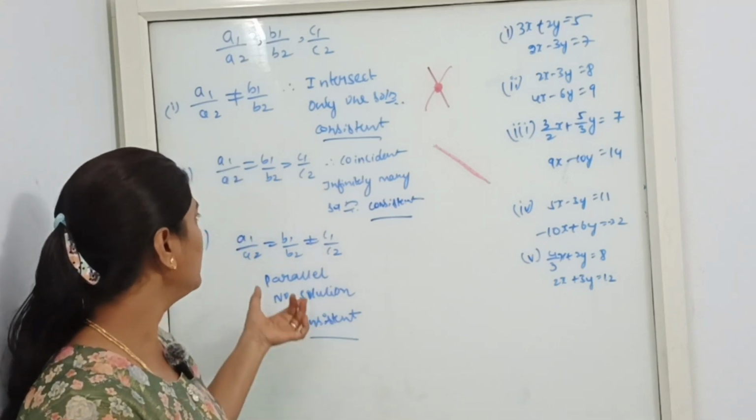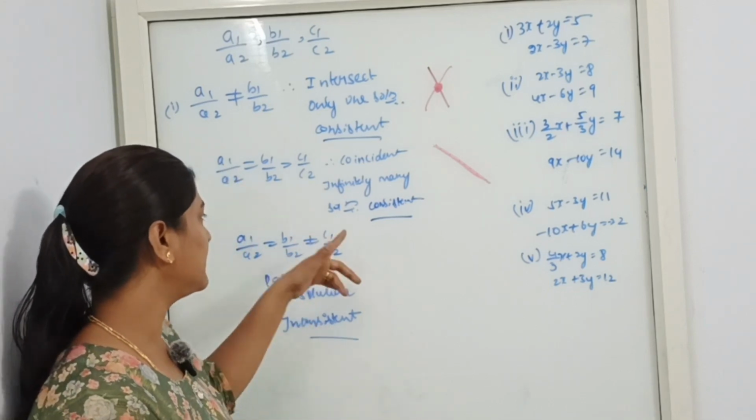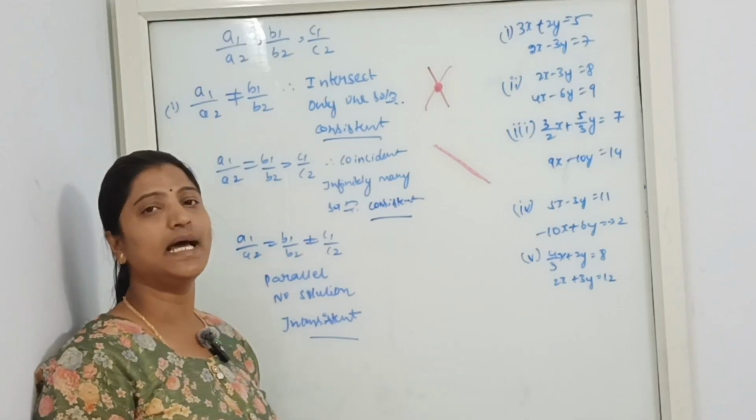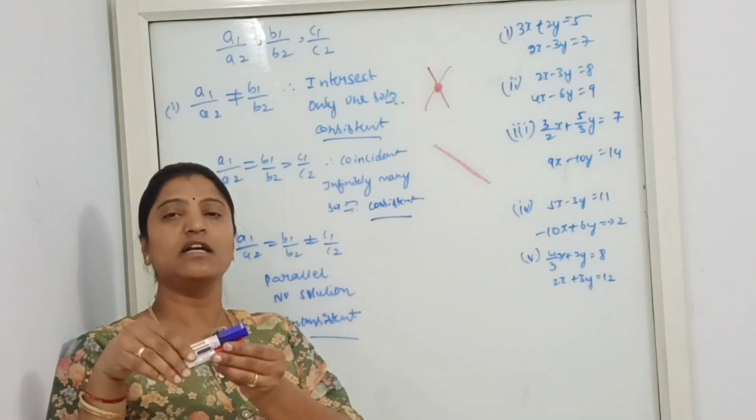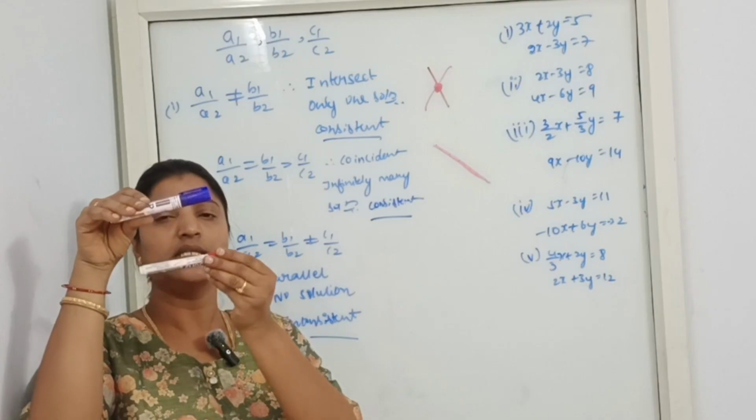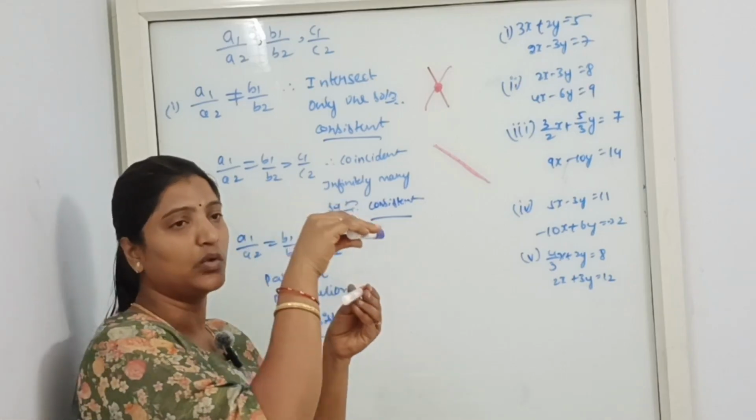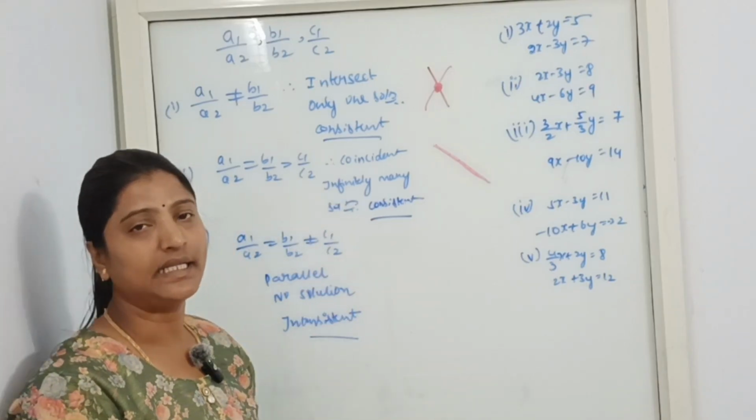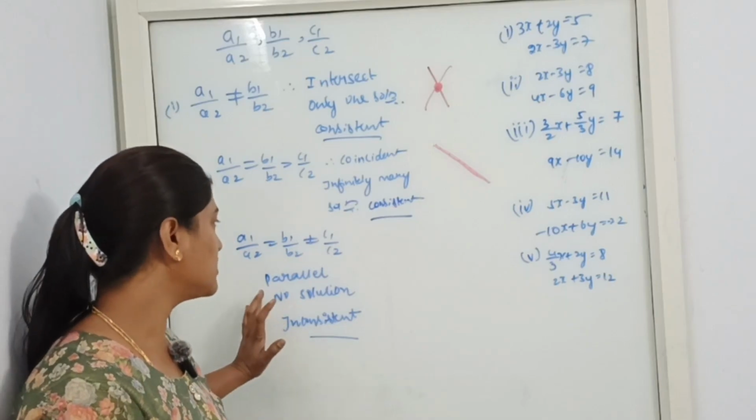And the next one, first two ratios are equal, and that is not equal to the third ratio, then they are parallel. Parallel means a fixed distance between the two lines and they will keep on going like that only. So they never meet in any way. Then no solution at all.